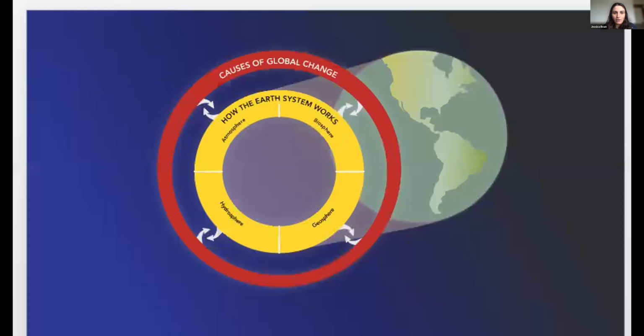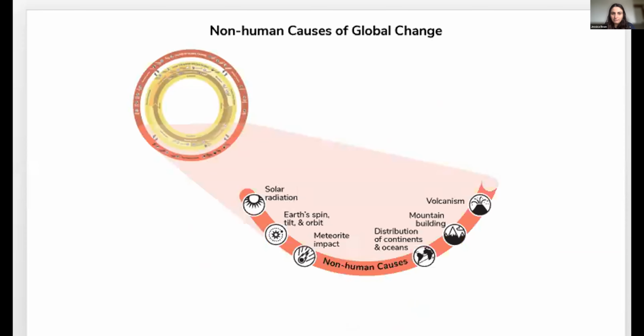So now let's turn to our causes of change. We can think, as I mentioned before, about both human and non-human causes of change. So again, in deep time, over tens of thousands to millions of years, we have to look at these non-human causes of change that shape the world around us. Changes in solar radiation or Milankovitch cycles, or spin, tilt, and orbit. Meteorite impacts, luckily we're not having too many big ones recently. And also thinking about tectonic processes like distribution of continents, mountain building. Again, volcanism, something that continues to happen, but not on a scale that causes major changes globally to our climate and ecosystems, but still an ongoing process.